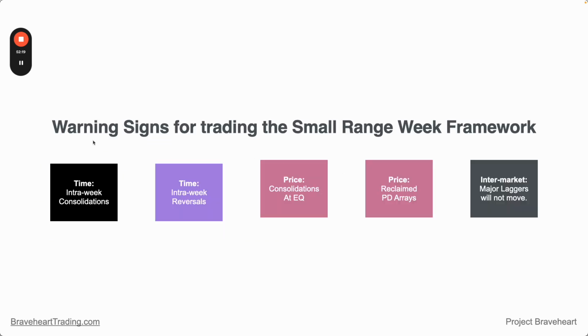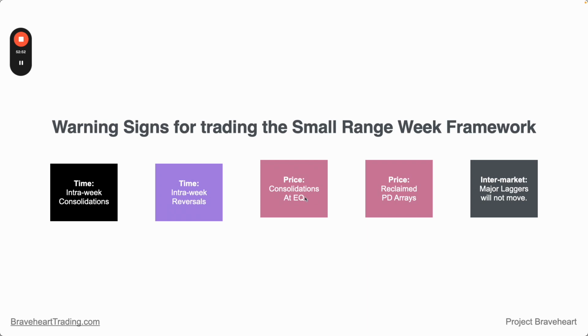And just lastly, warning signs for trading small range week framework. So time is intra-week consolidations. Just be aware of this, because in small range weeks there will be extended consolidations. So you just don't want to be forcing anything in a market that's not going to move. And also intra-week there'll be reversals happening. So you don't want to stick to one side of the market and marry that side of the market, because there's going to be a lot of reversals in a small range week.